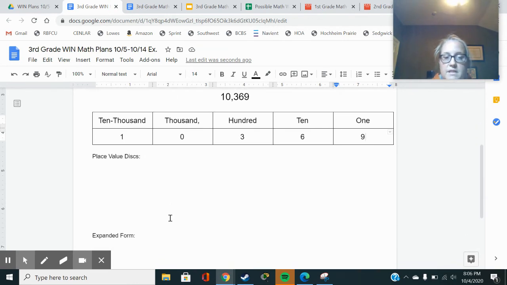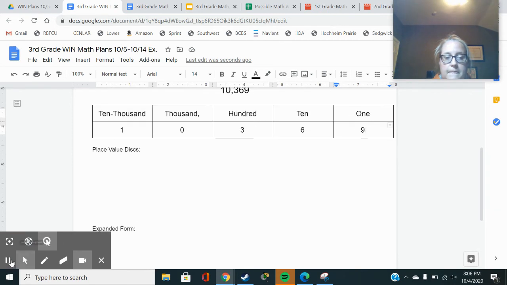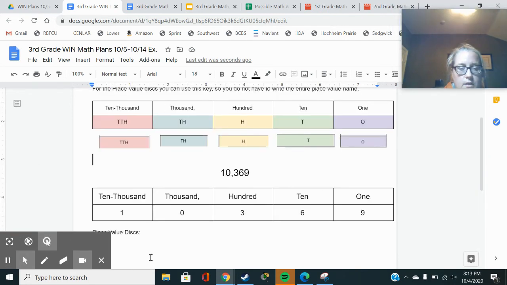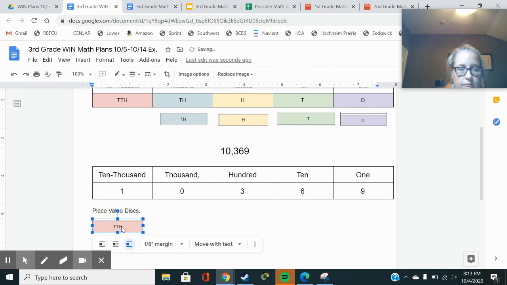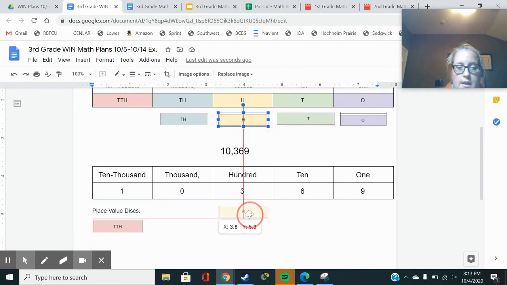Now I'm going to use place value discs. Okay, so we are going to see how to use our place value discs. So I have 1 10,000, so I'm going to grab 1 10,000 and I'm going to bring it down here. This one's a little bit tricky because I have 0 thousands. So since I have 0 thousands, I don't actually have to bring anything down. So I'm going to leave that part blank. Next one is hundreds. I need 3 hundreds. So I'm going to go grab 3 hundreds.